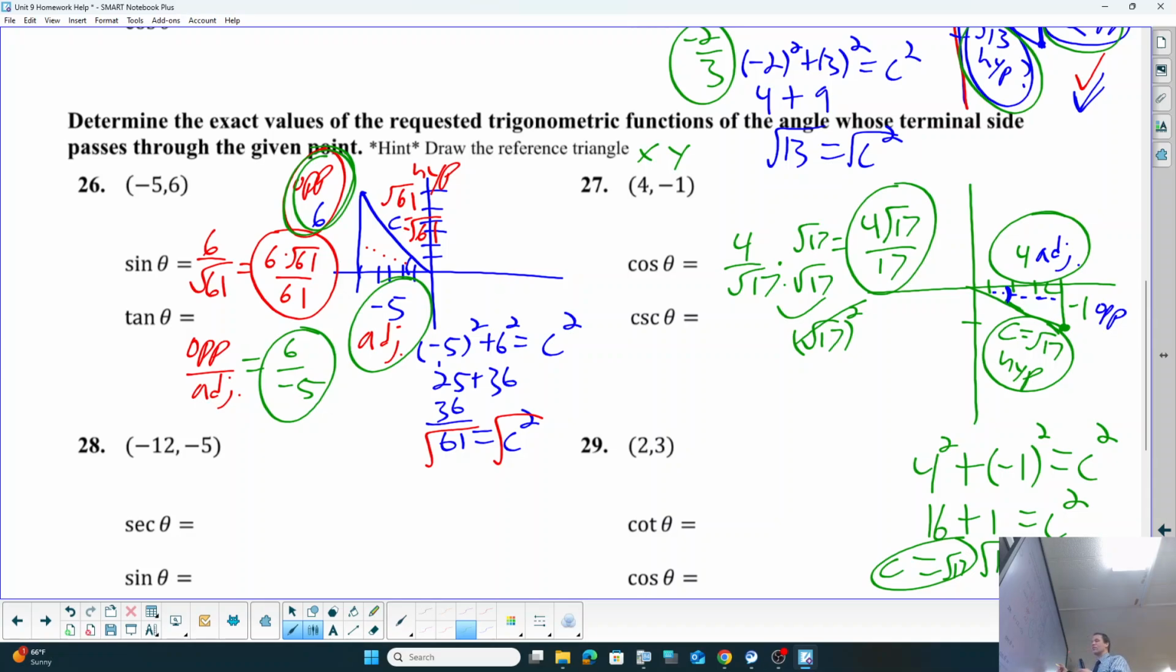And cosecant is 1 over sine. So that's going to be opposite over hypotenuse. No, hypotenuse over opposite. Hypotenuse is radical 17 over our opposite, negative 1. You got this. We're on a roll.